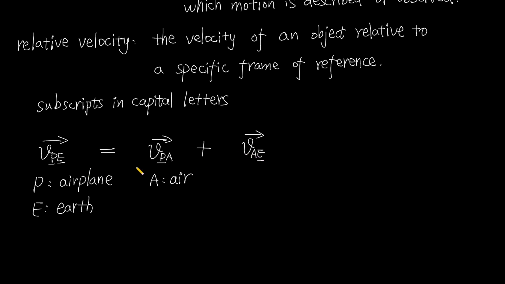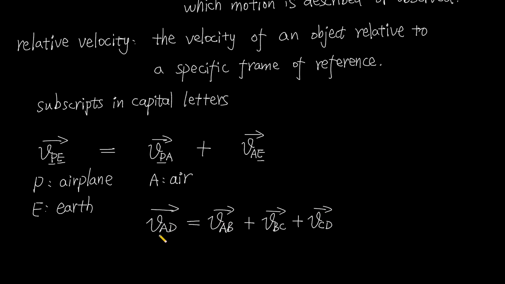So this is the pattern, and the pattern can be expanded. For example, the velocity of A relative to D equals the velocity of A relative to B plus the velocity of B relative to C plus the velocity of C relative to D.